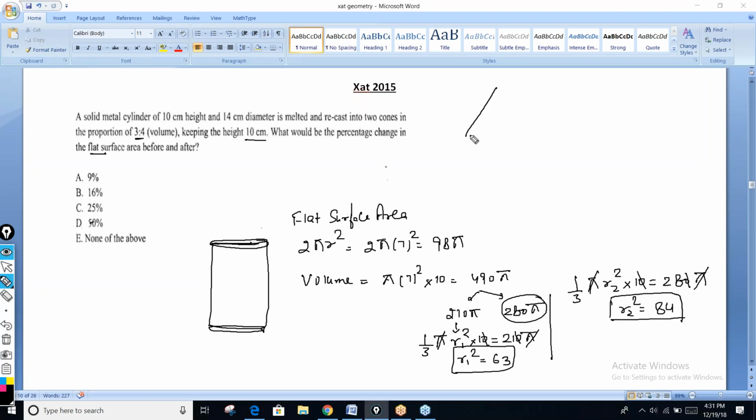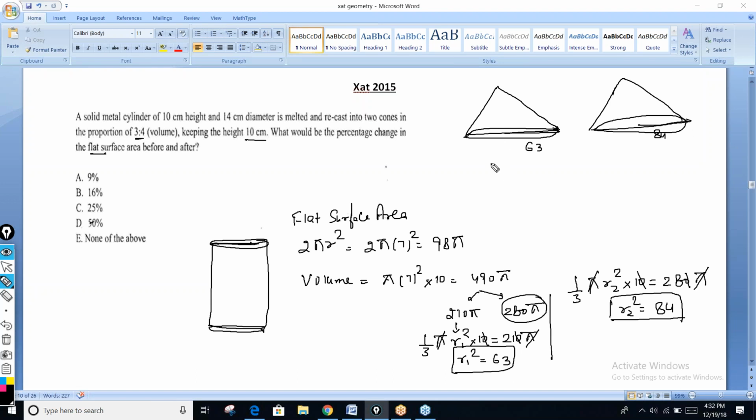So what is the flat surface area of these two cones? That is again πr², that is the flat surface area. That is πr² and that is also πr². The r² of this cone is 63 and the r² of the second cone is 84.